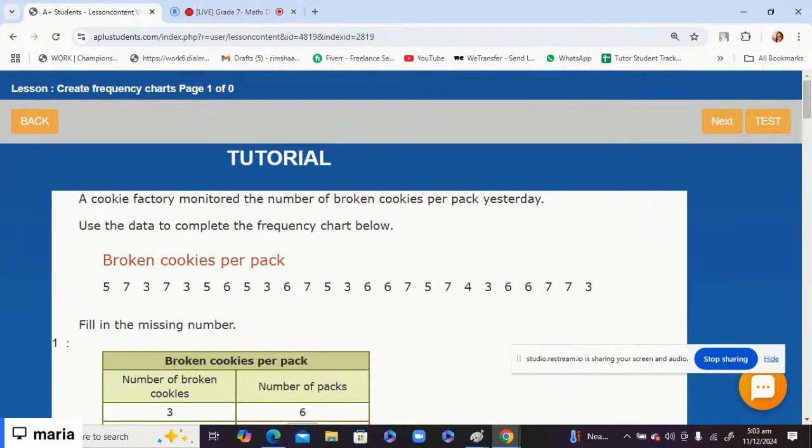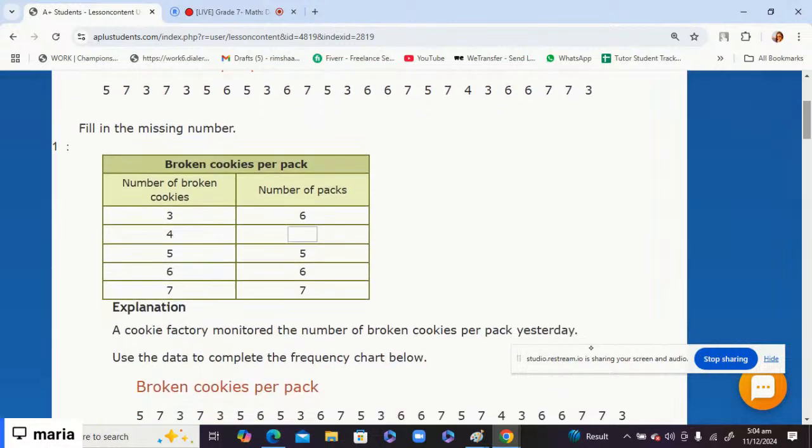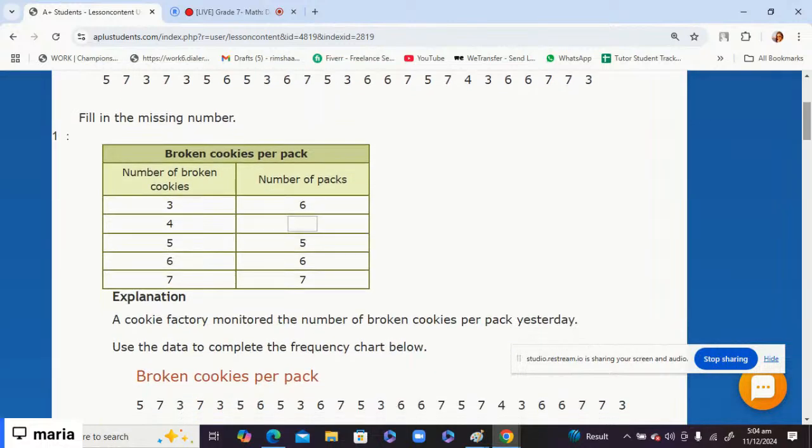So look here. In the very first question, they are saying a cookie factory monitored the number of broken cookies per pack yesterday. Use the data to complete the frequency chart. There is data given, which is random numbers: 5, 7, 3, 7 and so on. Fill in the missing number of broken cookies and number of packs. For the 3, we are going to check how many times 3 appears in this data. Let's check: 1, 2, 3, 4, 5 and 6 times.